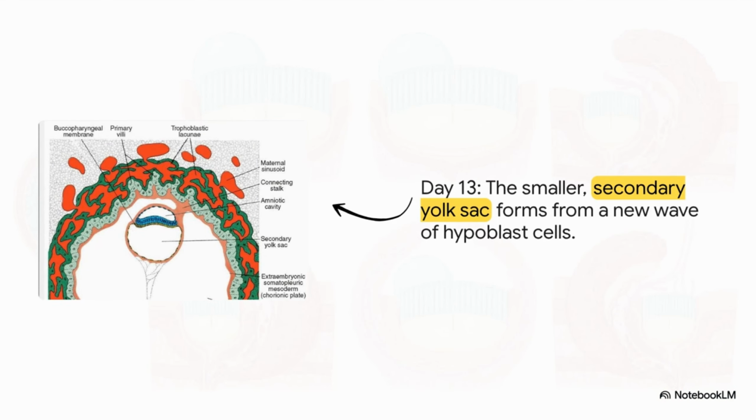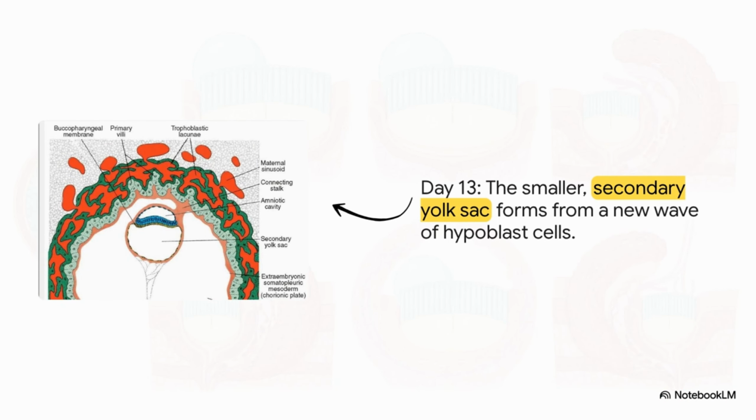So on day 13, the yolk sac basically remodels itself. A second wave of cells migrates down from the hypoblast and forms a brand new, smaller cavity right inside the old primitive yolk sac. This new one is the secondary or definitive yolk sac. As it grows, it kind of pinches off these big, useless chunks of the old yolk sac, which just float away and become what we call exocoelomic cysts.